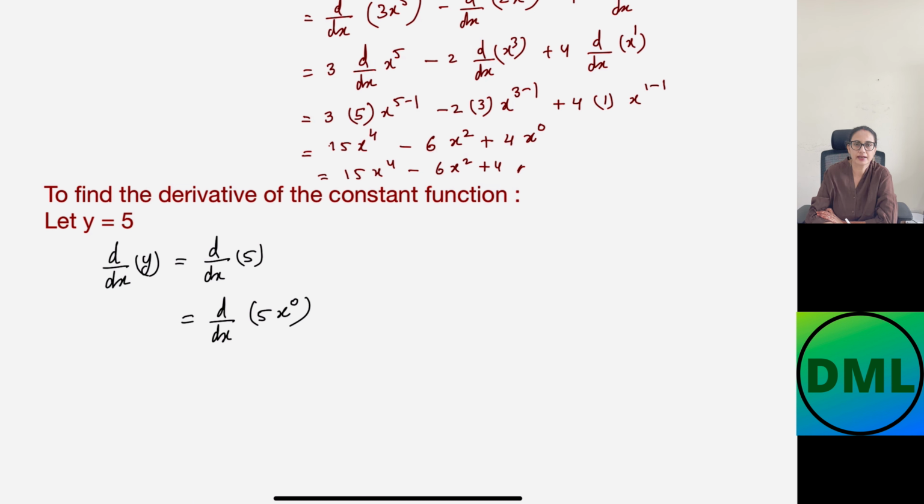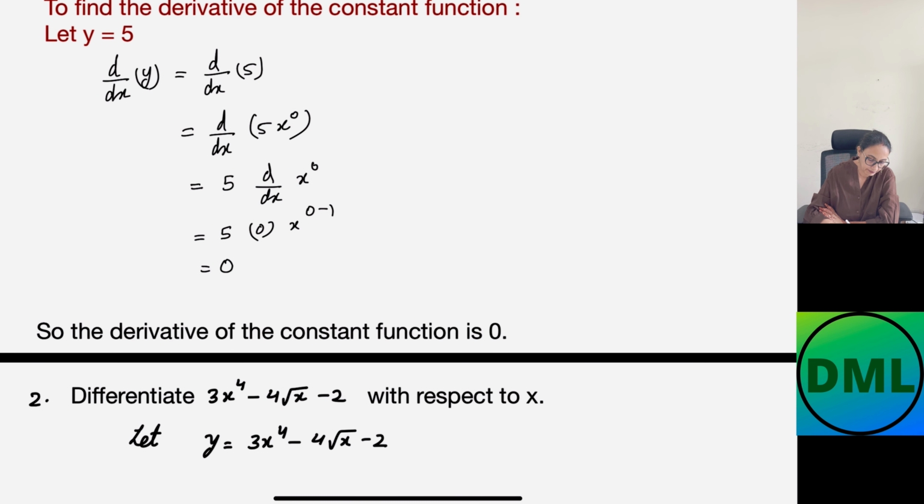So 5 is written as 5 cross 1, and at the place of 1 I can replace it with x to the power 0. 5 is a constant term. It will come out from the derivative, and this will be written as d by dx of x to the power 0. If I differentiate that, 0 will come in the front, and this will be written as x to the power 0 minus 1. If you multiply any number with 0, your answer is 0. So my derivative of y is 0. This shows you that the derivative of the constant function is 0.